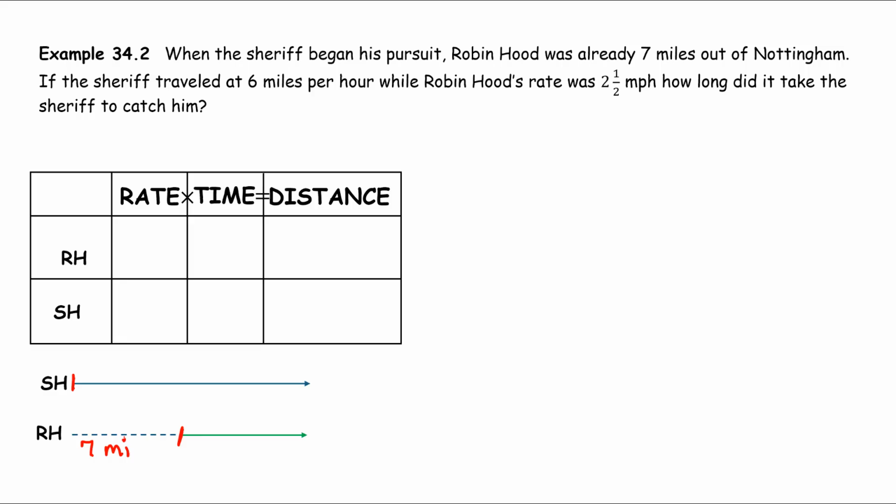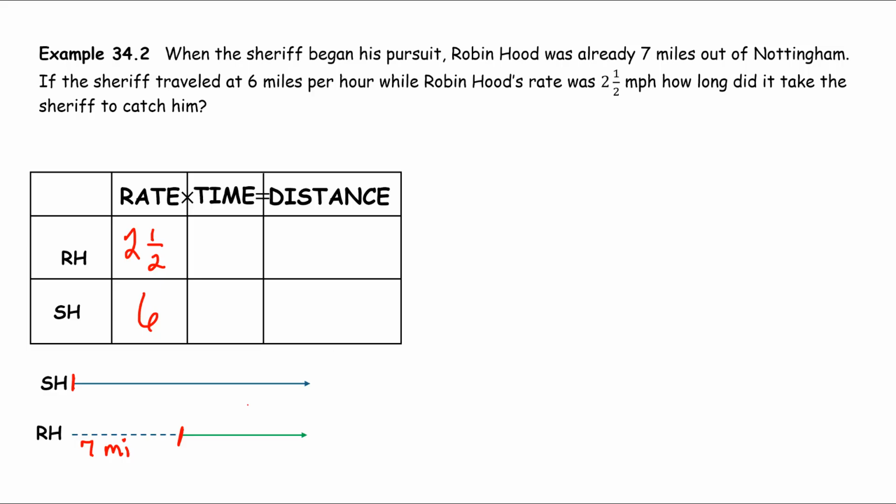If the sheriff traveled at 6 miles per hour, that's the rate of the sheriff. We will put that in the rate box here. Robin Hood's rate was 2.5 miles per hour, so we'll put that here. How long did it take the sheriff to catch him? All right, so in this problem, when it says how long did it take the sheriff to catch him, we have to go back and see what they're saying about the time. It says when the sheriff began his pursuit, Robin Hood was 7 miles out of Nottingham.